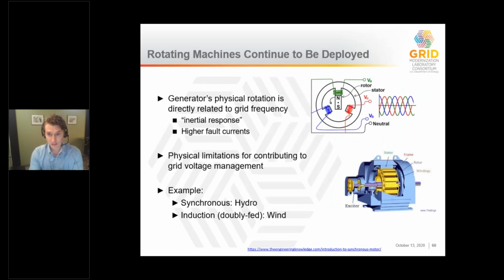Rotating machines are still being deployed out there a lot of times for backup power, so they're not paralleled or connected to the system as frequently as inverters are. But since they're still part of the system, figured we'd spend just a minute looking at how they operate.